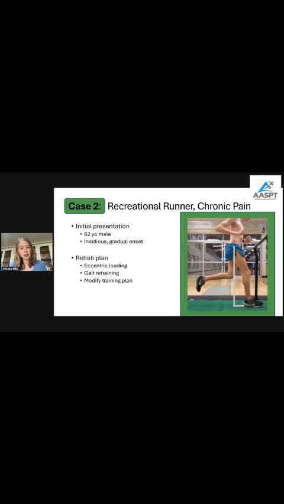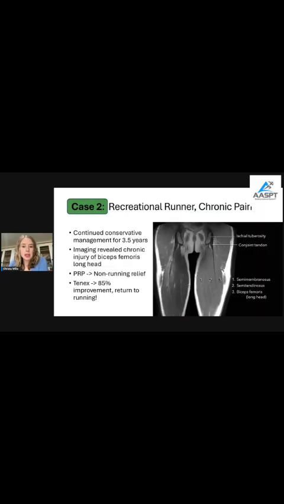We worked on his stride length and ultimately modified his running volume. But in this case, he spent years in PT, so I got to know him well, and we continued conservative management for over 3 years. Then, as conservative management really stalled or plateaued, is when imaging played a role in this case. Sure enough, we did see a chronic injury of the conjoint tendon, the biceps femoris long head. He tried PRP, which gave him a little non-running relief, and ultimately a 10x debridement of the conjoint tendon is what helped him and allowed him to return to running.